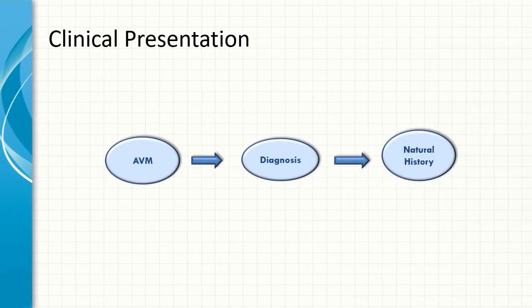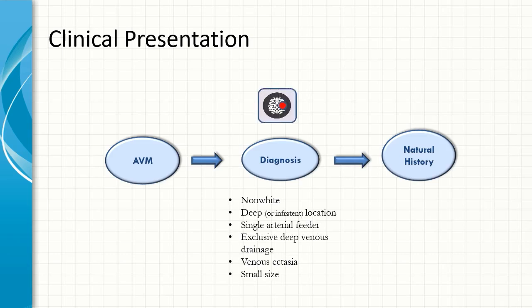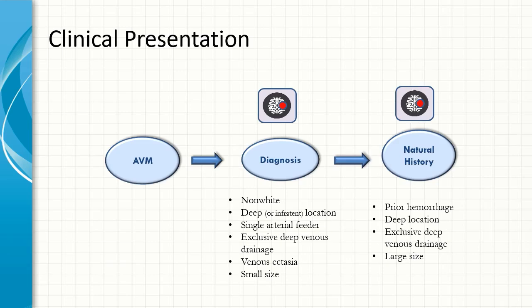One thing that is interesting is that if you look at the risk factors for presentation with hemorrhage versus the risk factors for future hemorrhage, they differ slightly. The risk factors for initial presentation to medical attention with hemorrhage are noted here. And if we compare those with the risk factors of future hemorrhage, there are notable items.